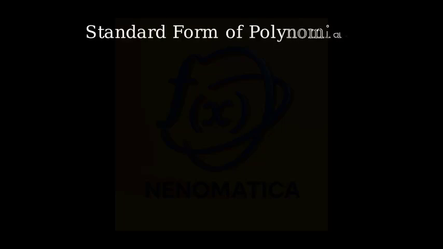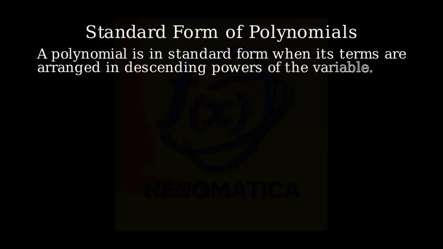Welcome to our math lesson on standard form polynomials. A polynomial is said to be in standard form when it's arranged in descending powers of the variable. The general form of a polynomial in the variable x is represented as p of x equals a sub n times x to the power of n plus a sub n minus 1 times x to the power of n minus 1 plus a sub n minus 2 times x to the power of n minus 2 plus a sub 1 times x plus a sub 0.